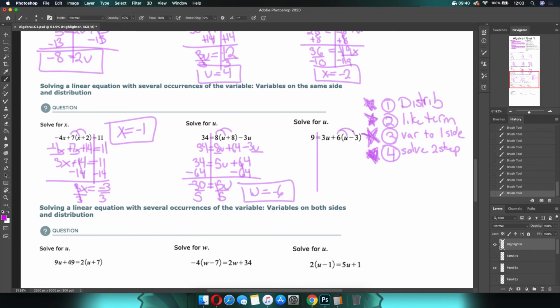So 6 times u and 6 times 3. 9 equals 3u plus 6u minus 18, like terms. So 9 equals 9. Nah! Ms. Dubois got too into the groove. She lost what she was doing. 3 and 6 is 9u minus 18 plus 18 plus 18. So 27 equals 9u. Divide by 9, divide by 9, u equals 3.